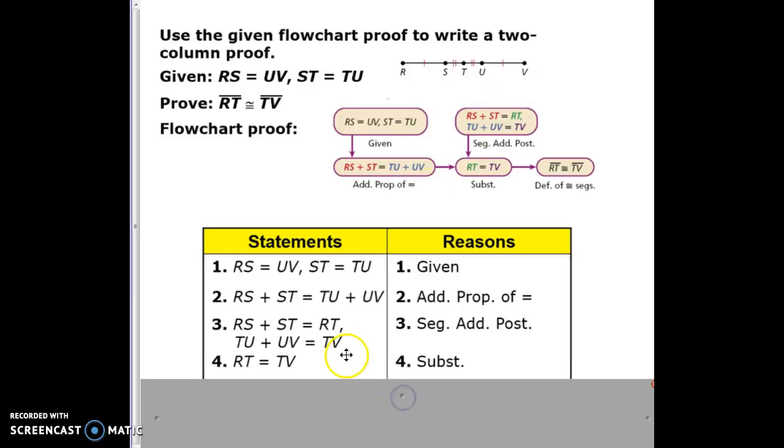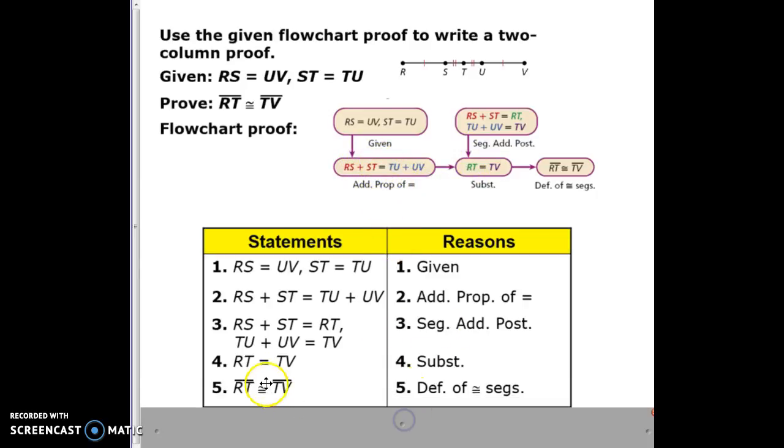Right, now I'm substituting. What I'm saying is, wait a minute. RT is TV, right? I've already established that these are congruent. Now I can substitute for them. And lo and behold, if their lengths are equal, then the segments are congruent. And that's by the definition of congruent segments.